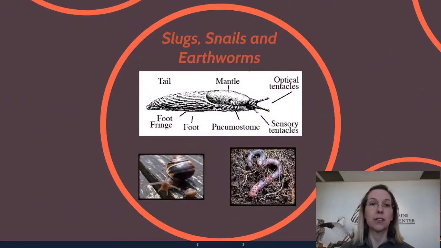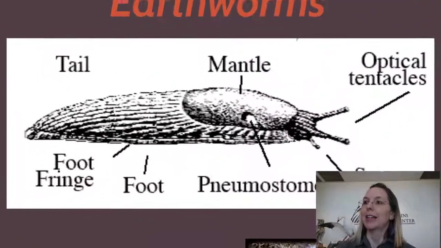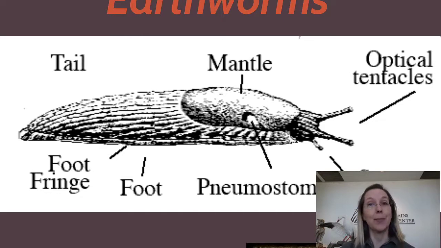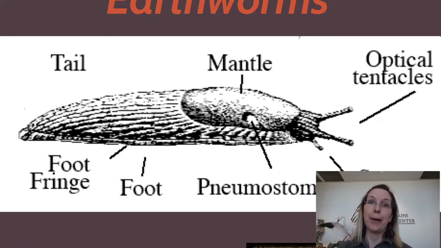Slugs, snails, and earthworms. So slugs and snails are gastropods. And gastro means stomach, and pod means foot. So if you look at our diagram here of a slug, their foot is here. They have one long foot that they get around on, and their mouth is actually on the bottom of their foot. And inside that mouth, they have this really cool tongue called a radula, and it's got hooks and barbs on it, and they kind of scrape as they go along.